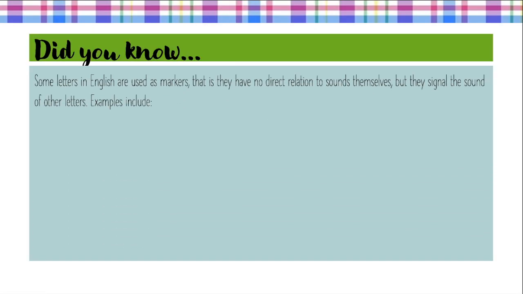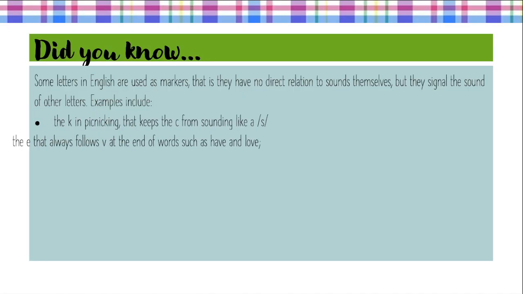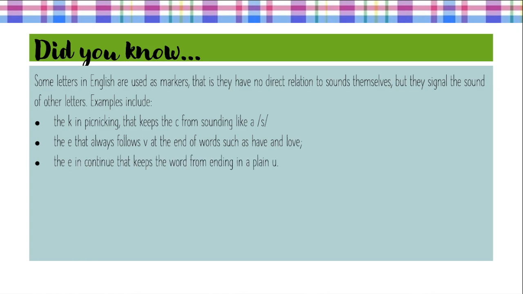Okay, as a recap here, we know that some of the letters are used as markers. They have no direct relation to the sound themselves, but they signal the sound that other letters should be making, such as the E in have and love. We know that E has no influence on the vowel sound, but it's a marker to prevent the V from being at the end. You cannot have a V at the end of the word for some particular reason.